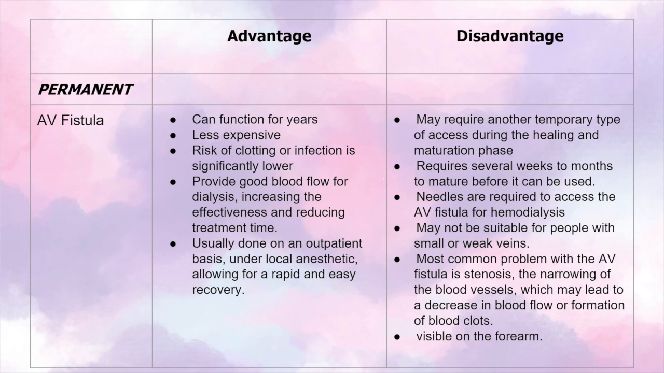Most common problem with AV fistula is stenosis, the narrowing of the blood vessels, which may lead to a decrease in blood flow or formation of blood clots. And it is visible on the forearm.